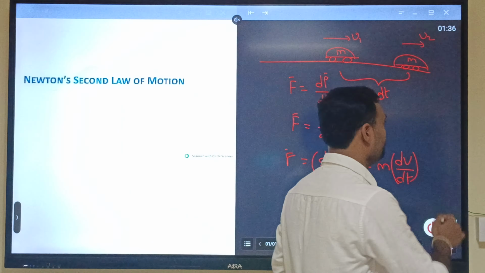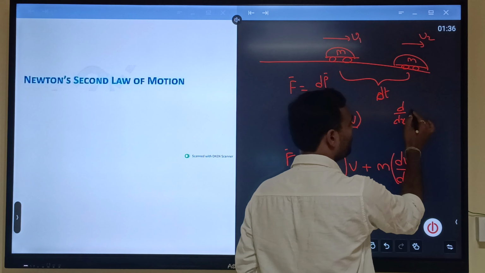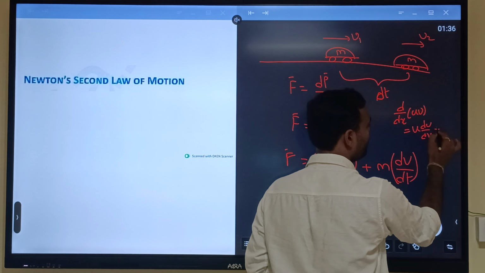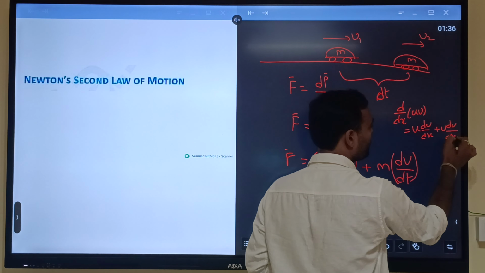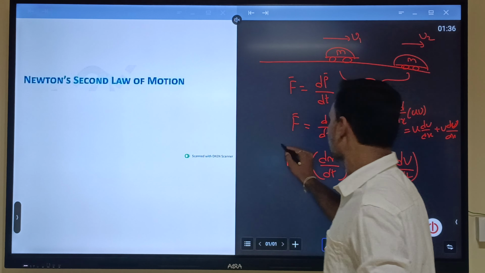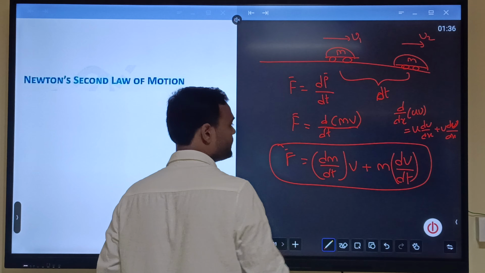by using the uv formula of differentiation, that is d by dx of uv. We can write u dv by dx plus v du by dx. By using this formula, we can write like this.